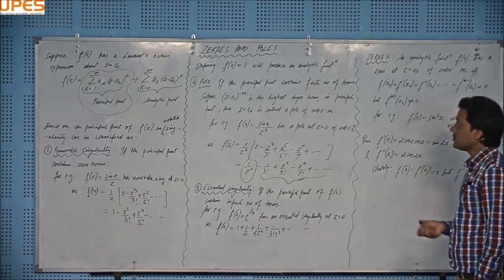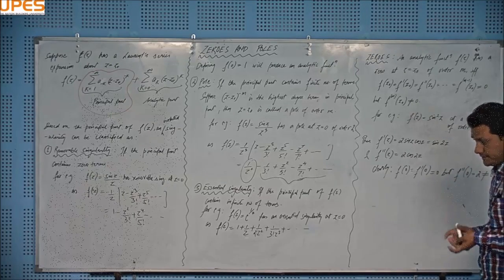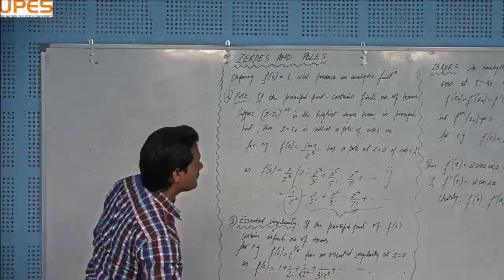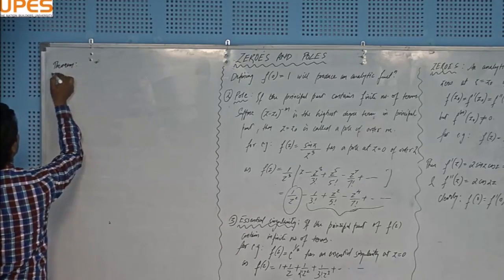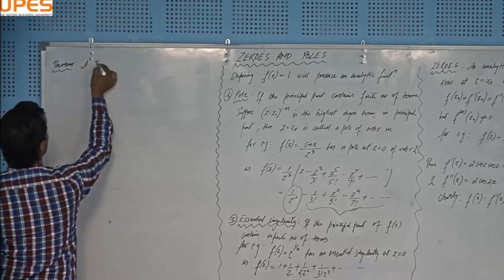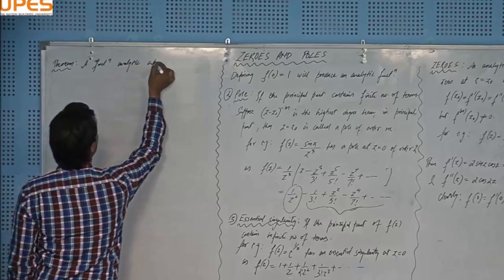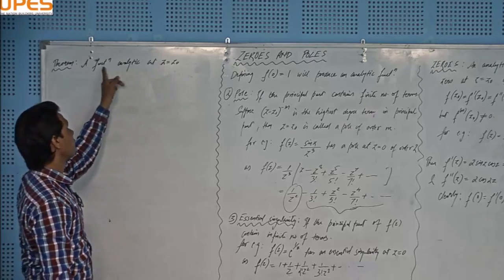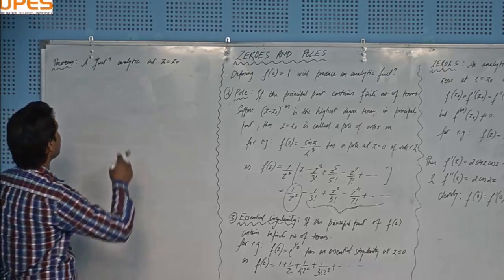And we have one more theorem. Theorem, right? And the theorem says that if z equal to z naught is a zero of a function f(z) that is analytic at the point z equal to z naught, then it cannot be a singularity of f(z), right?